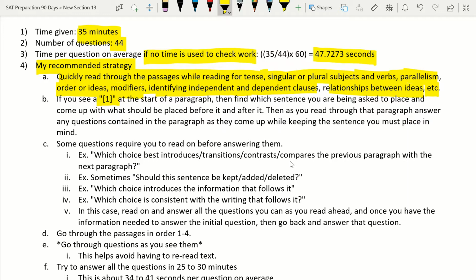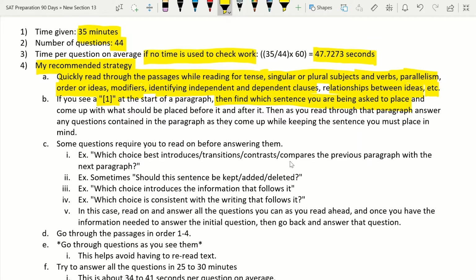If you have a 1 next to the start of the paragraphs and you have your sentences numbered out within that paragraph, then what you want to do is go find the sentence which you're asked to place. There's going to be some question that asks you to place a sentence within that paragraph, or move a sentence, or whether a sentence should be kept or deleted or something like that. So you want to go find that question first whenever you see a 1 at the start of a paragraph.